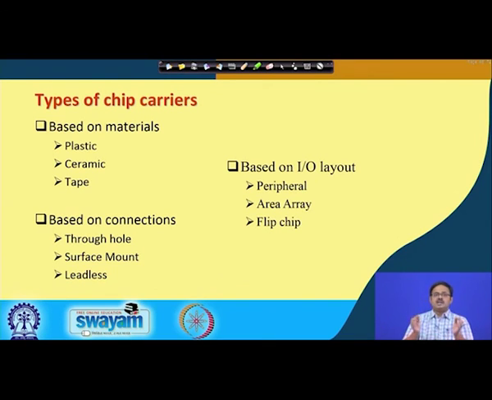Based on connections, how are these connections? Okay. Are these pins that go into holes, then that is through holes, then there is something called surface mount, and there is also something called leadless. So, there are no leads, there is some kind of a direct contact. We will see all these. So, based on connections also there are some types of classifications. And finally, based on the layout of the interconnects, is it peripheral, is it area array, is it flip chip? We will see what all these mean.